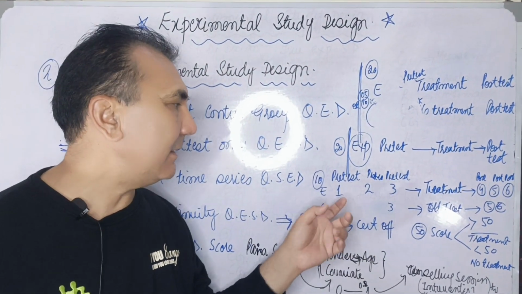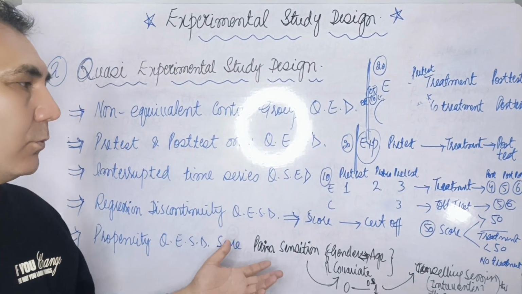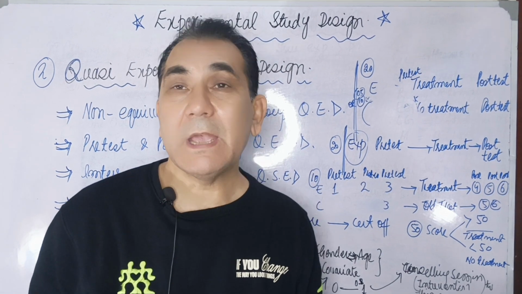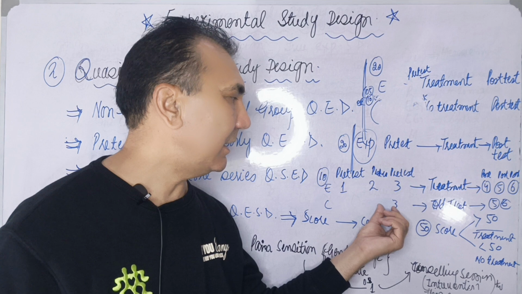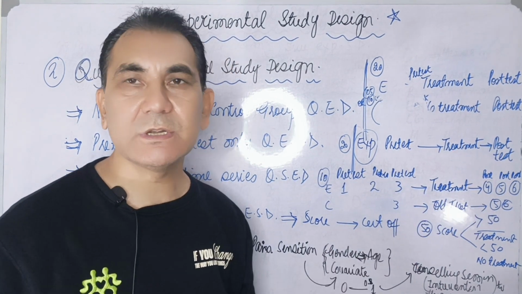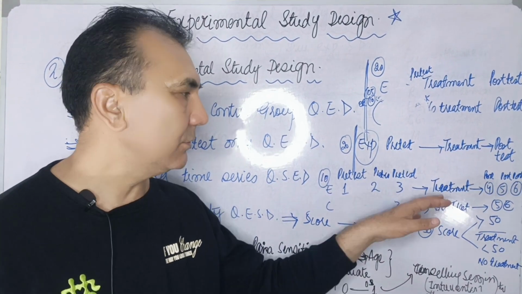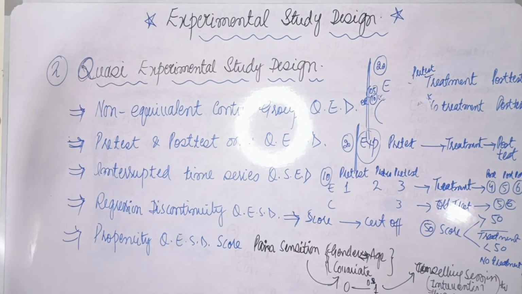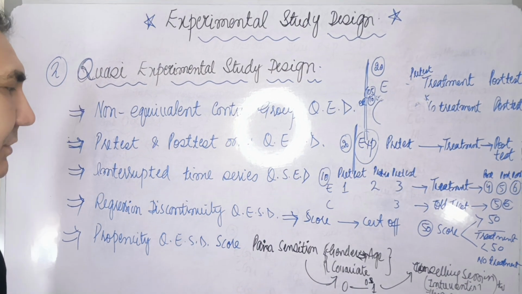The second type is again a time series in which the researcher also takes a control group. For the control group he may take one pre-test and one post-test, or one or two post-tests after the treatment. So it is a comparison of the interrupted time series.